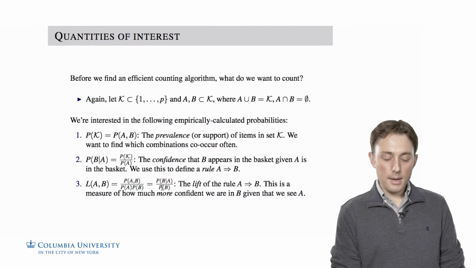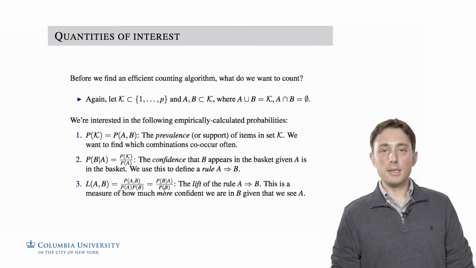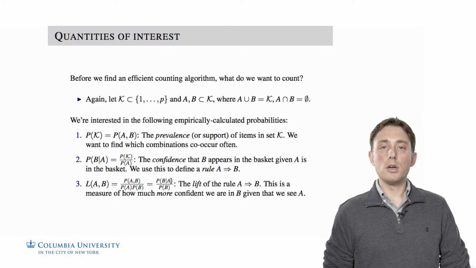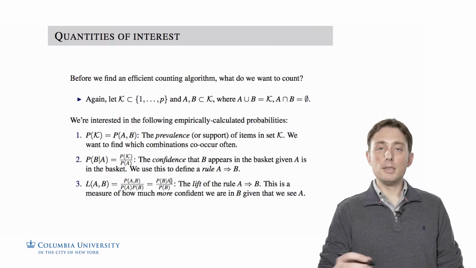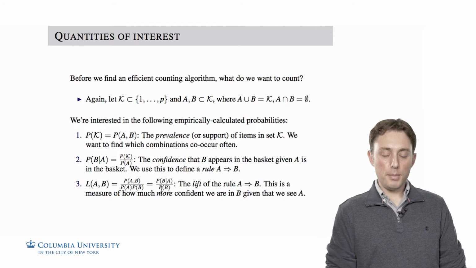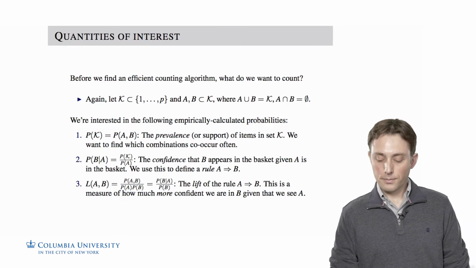So the set B has a certain prevalence in the data set by itself. And now we want to know how much more confident are we in the set B being contained in the basket given that you tell me A is in the basket, compared to simply the prevalence of B overall.